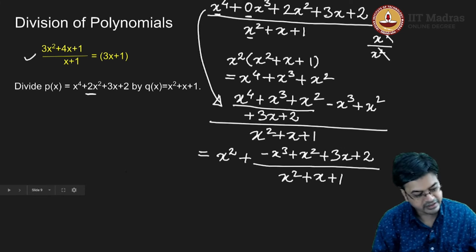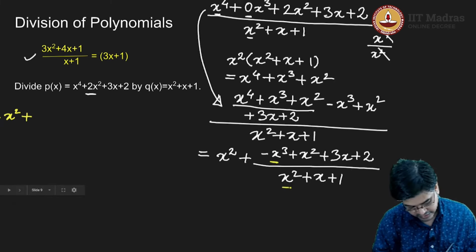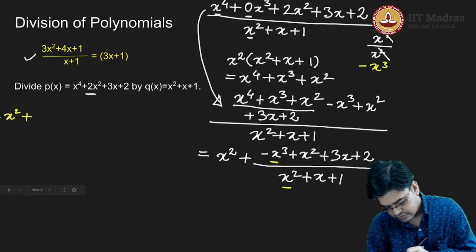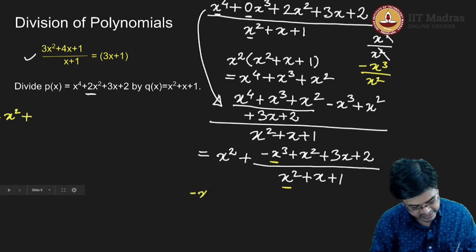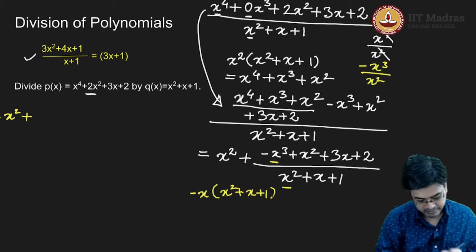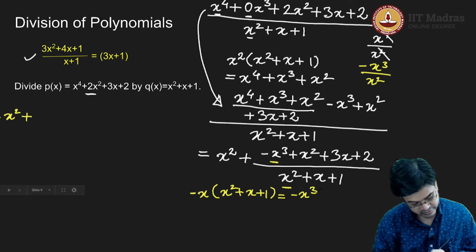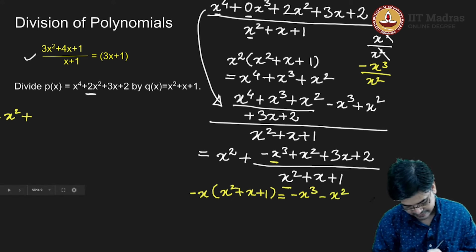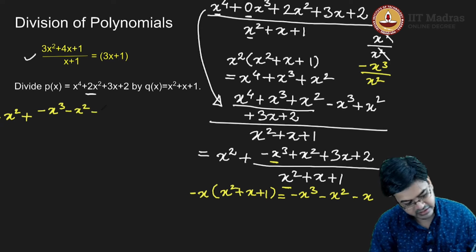From this step I can go here and say, okay, so this is in fact equal to x square plus, now you look at this term, minus x cube and x square. So you divide minus x cube by x square, which will give you minus x. So in this case you will multiply minus x with x square plus x plus 1. If you multiply minus x with x square plus x plus 1, what you will get over here is minus x cube minus x square minus x. So you write this term as it is, that is minus x cube minus x square minus x.